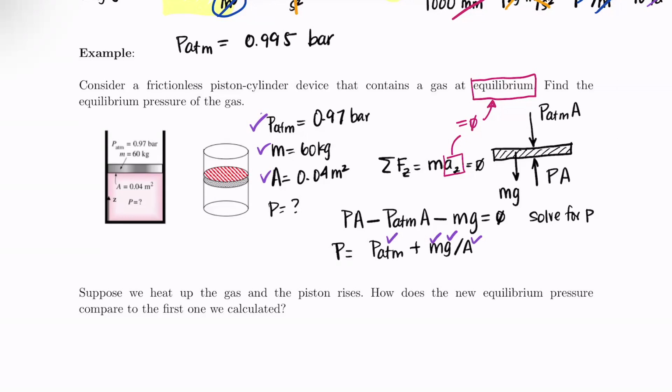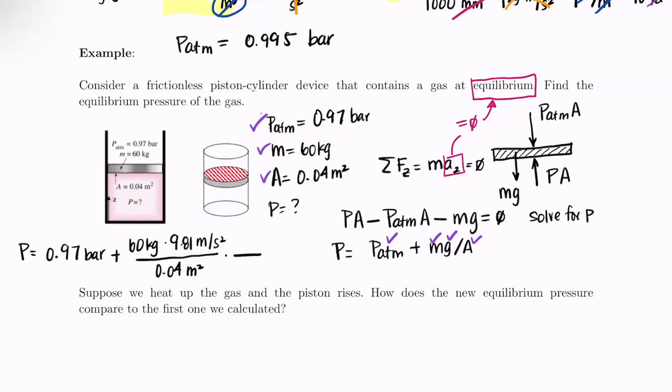So let's do that. So we have P is 0.97 bar plus M, which is 60 kilograms, times G, 9.81 meters per second squared, divided by 0.04 meters squared. And then I need to convert this into units for bar because I'm adding with bar in our first term in this equation, right? Units have to be the same in order to add them. So let's do that conversion.